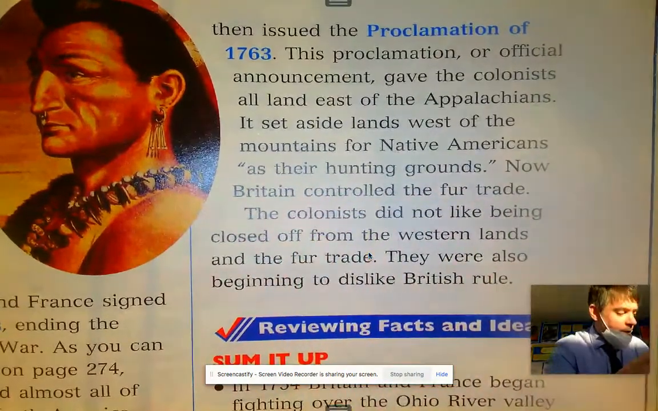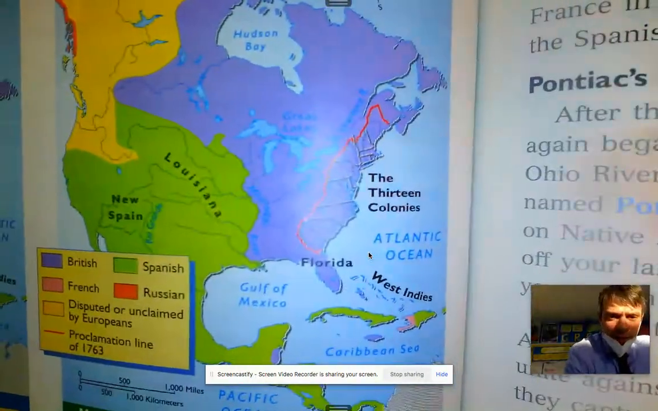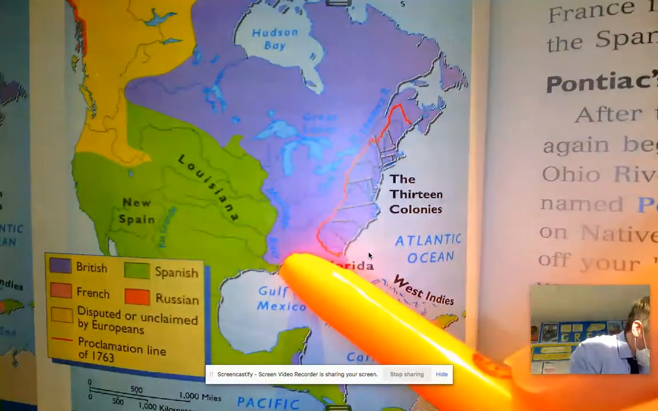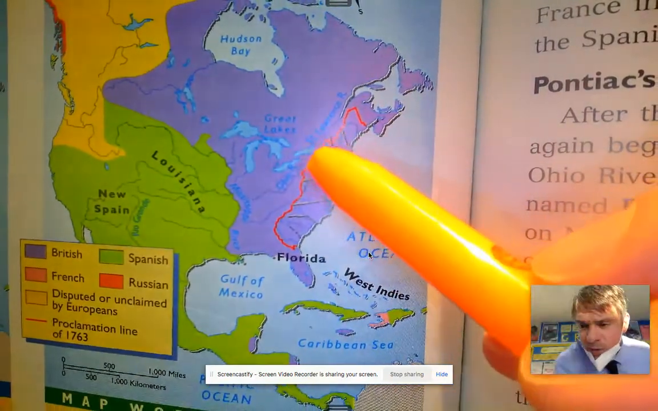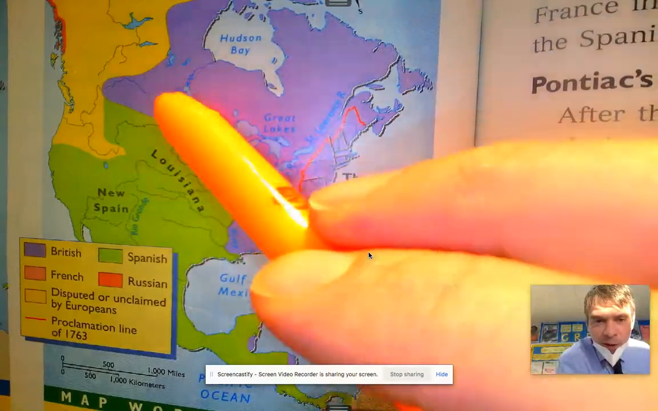So I'm going to show this. The Appalachian Mountains are in here. This map doesn't show it, but the Appalachian Mountains are basically in here. He said, colonists, you can have this side. Native Americans, you can take this side.